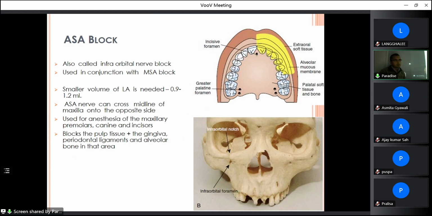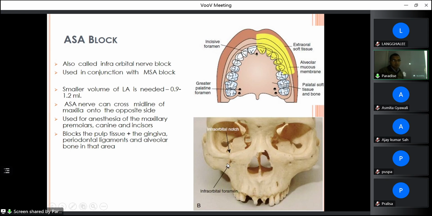Along the long axis of the tooth, you have to reach the infraorbital foramen. Once you reach the infraorbital foramen, you have to aspirate. If it's negative, rotate the needle by 90 degrees. Again, if the aspiration is negative, then you deposit about 1.2 ml of local anesthesia in the infraorbital region. When you deposit the local anesthesia there, what will happen? The local anesthesia will diffuse into the infraorbital foramen and block the ASA.